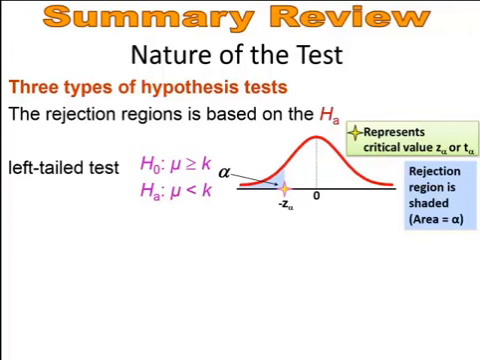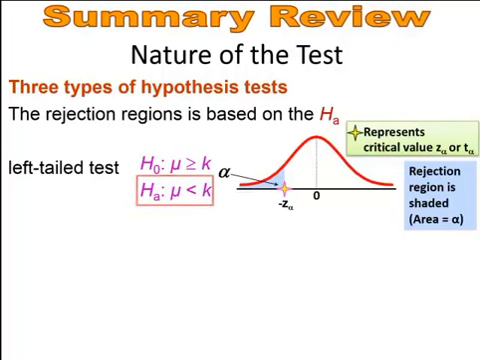A summary review from previous lessons. The nature of the test. Three types of hypothesis tests. The rejection region is always based on the alternative statement. When we're looking at a left tail test, that means our alternative statement has a less than symbol, and the area of rejection would be the shaded region under the curve to the left.